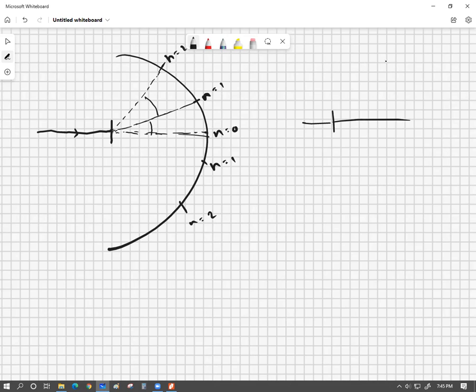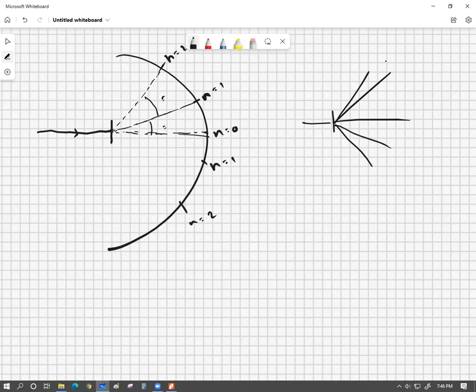Let's say central maxima is over here, n equals 1 is over here, 2 is over here. Or could it also look like this? Or should those gaps be exactly equal to each other in terms of angle? How would those gaps work out? How should the pattern look?